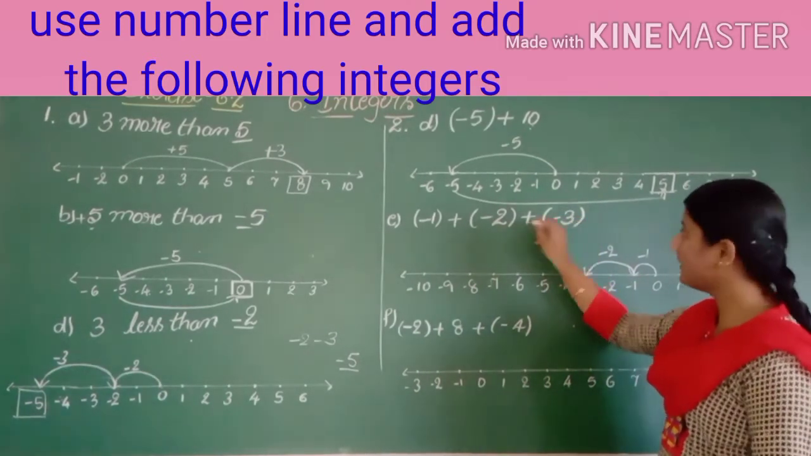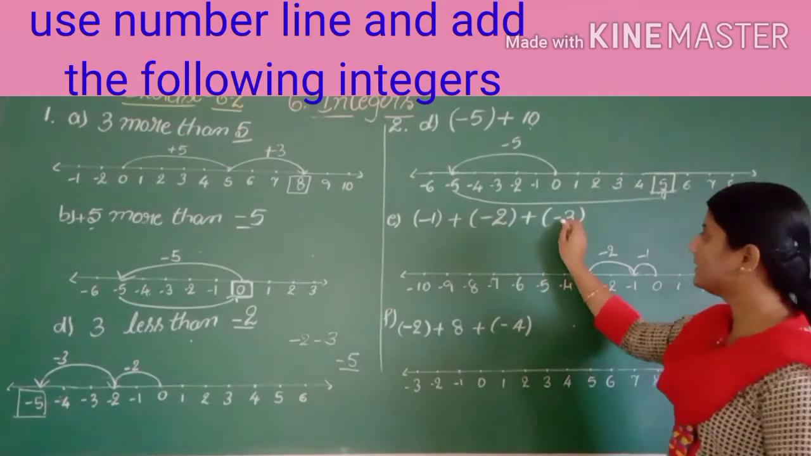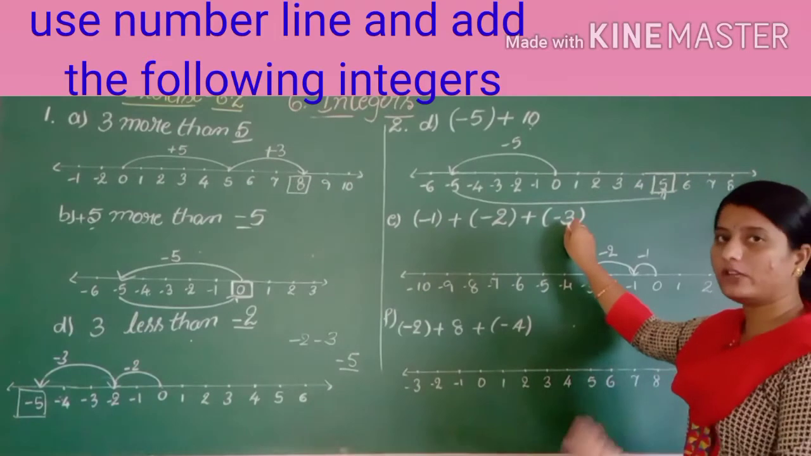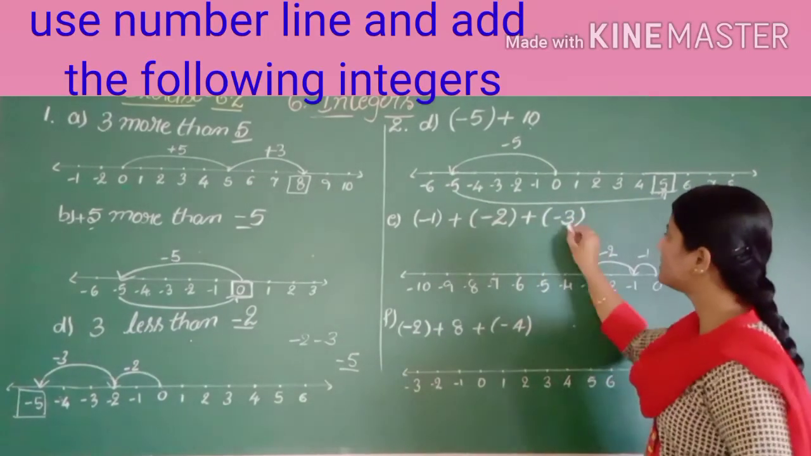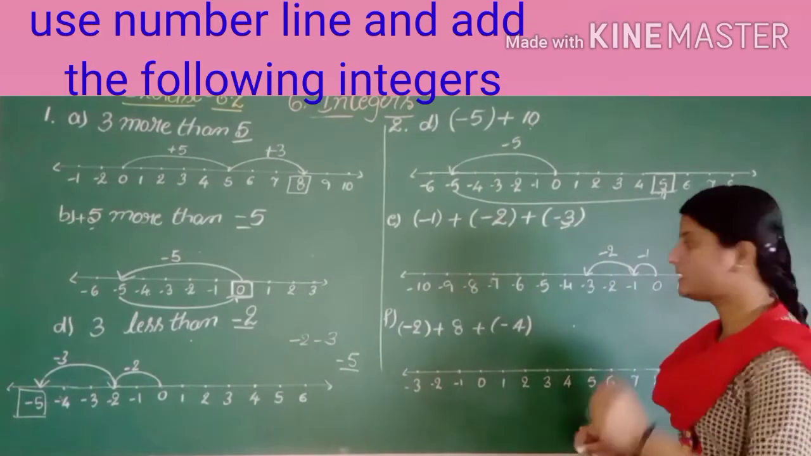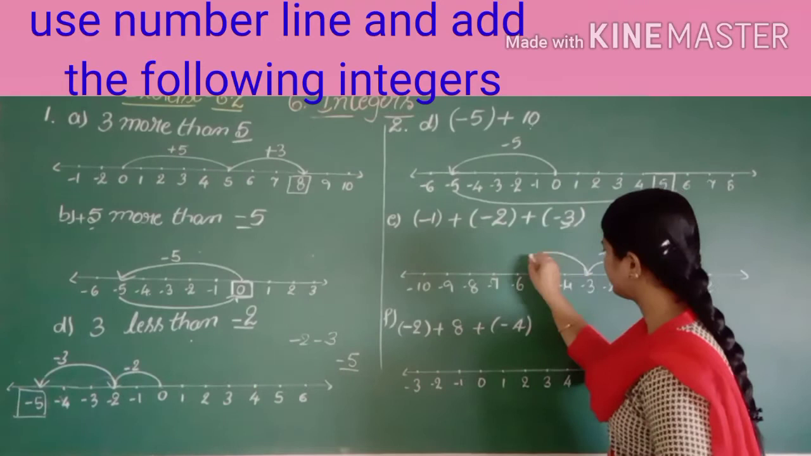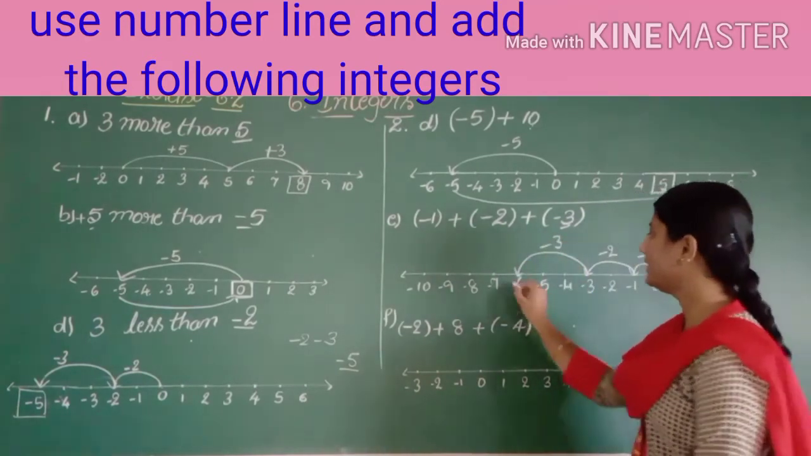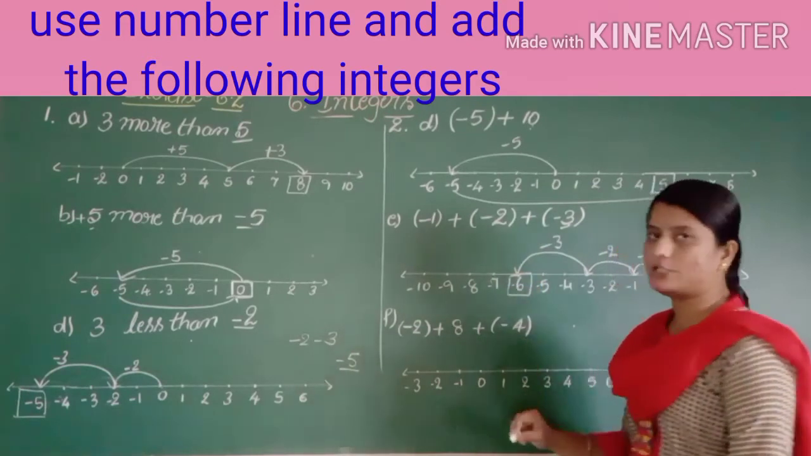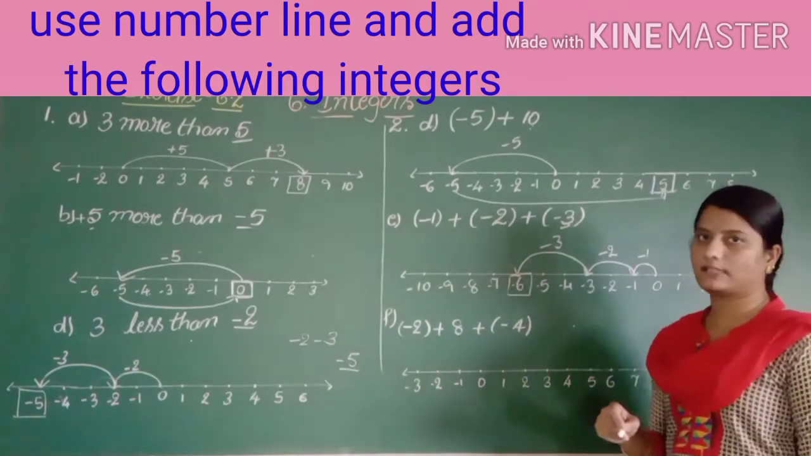Then again plus -3. So we have to add the negative integer 3. Here, -3. So when we are adding a negative integer, we have to move left on the number line. How many steps? That is 3 steps. Here 1, 2, 3. It is -3. So what do we get as the sum of these 3 integers? The sum of these 3 integers is -6.